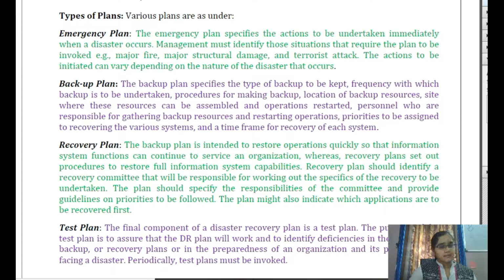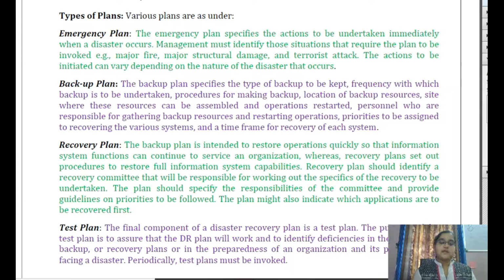Then comes the second plan, the backup plan. The backup plan specifies the types of backup to be kept for the data, because data or information is a very vital asset to the organization. Therefore, the backup is very important. So it specifies the types of backup, the frequency with which the backup is taken, the procedure for taking the backup, the location where it is stored, and the resources used in backing up the data. Everything will be discussed in the backup plan. The backup plan requires continuous updation, and it must be in sync with all the data, and a particular person must be assigned for gathering the backup resources and for keeping the plan updated every time.